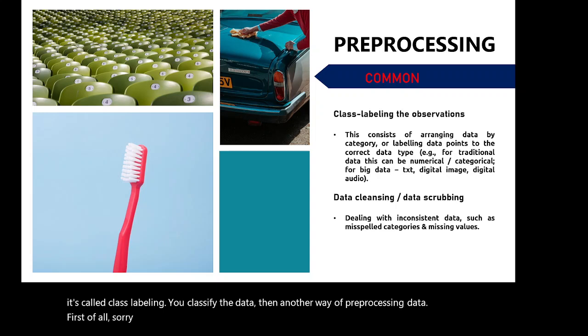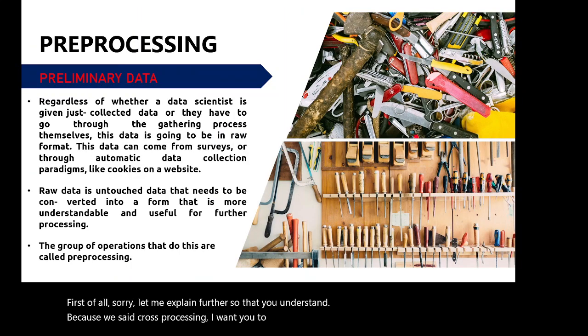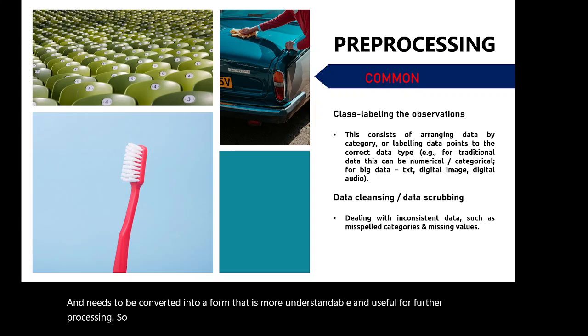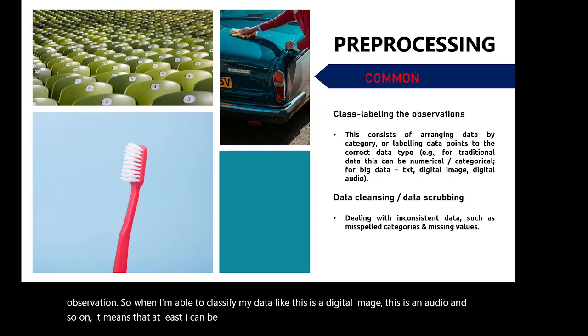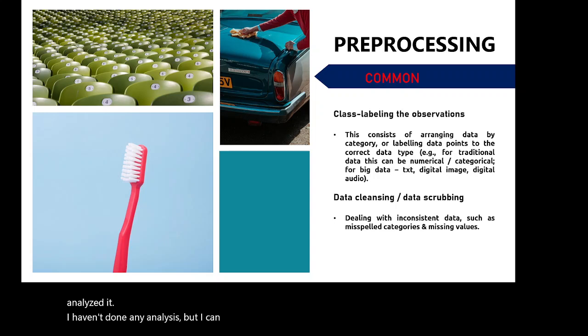Let me explain further so that you understand pre-processing properly. We have seen that in both scenarios, we had ready data and data to be collected, but all that data is raw and needs to be converted into a form that is more understandable and useful for further processing. So one way of doing pre-processing is class labeling of the observations. When I'm able to classify my data, like this is a digital image, this is an audio, it means that at least I can understand it. But it doesn't mean that I have analyzed it. I haven't done any analysis, but I can understand that this is a digital image, this data entry is a digital audio, and so on.